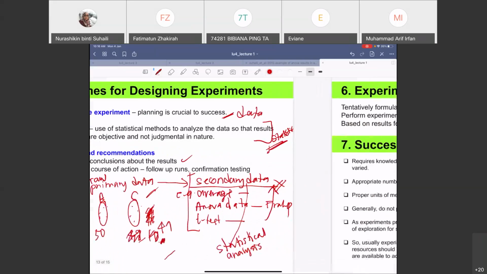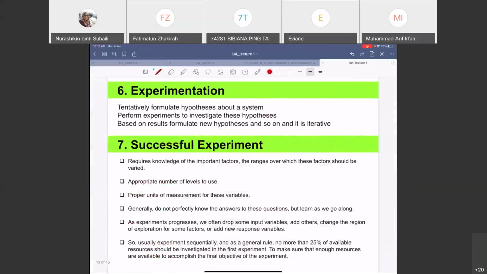Okay, so that is the guidelines. Is it experimentation? Apa ni? Formulate hypothesis.